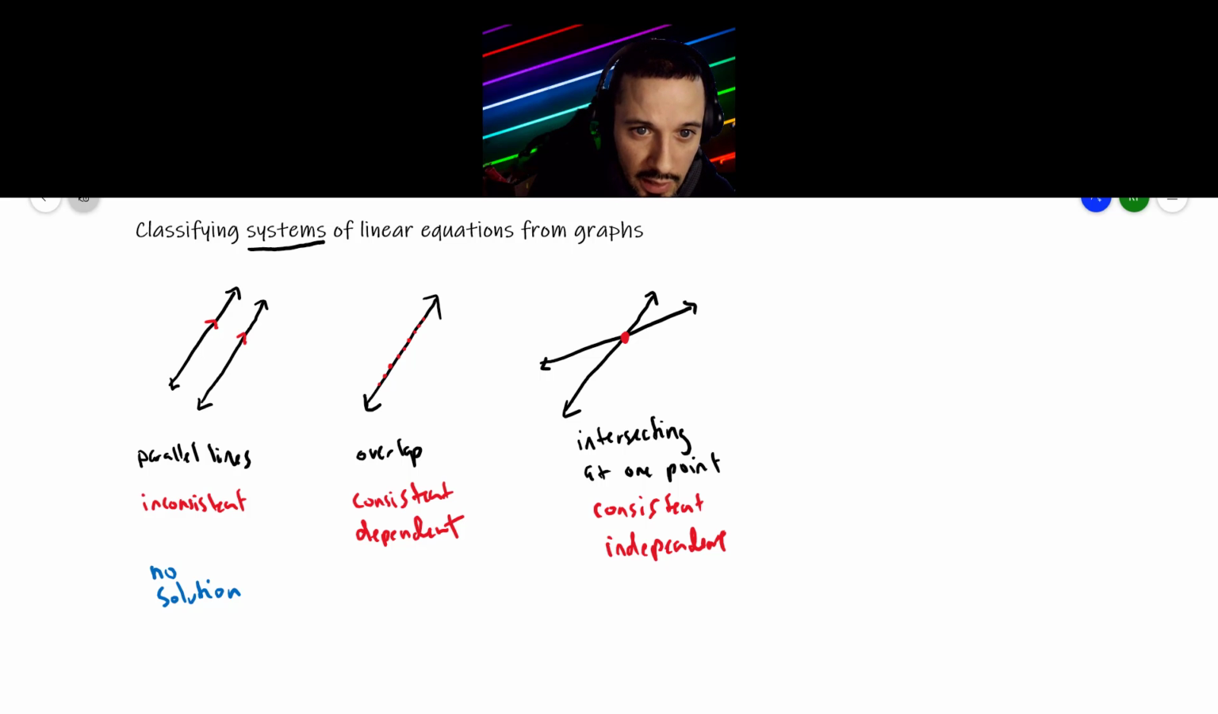Consistent dependent intersects at every single point. No matter which point you pick, it's on both lines at the same time. So this has many solutions, or infinitely many solutions. Right, it's an infinite number of solutions because the lines go on forever. That's what the arrows indicate. They keep extending forever, which means you always have a point that intersects on both lines. So you always have one you can find. An infinite number of points you can find. And the last case is consistent independent. They intersect only at one point, which means this only has one solution.